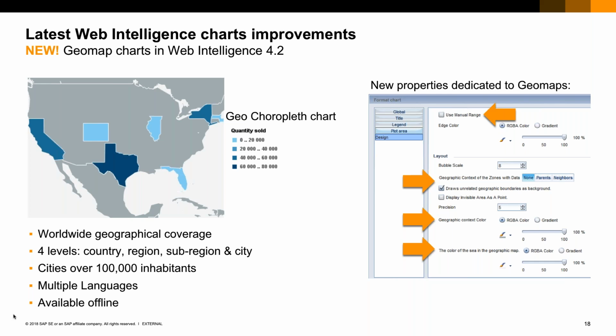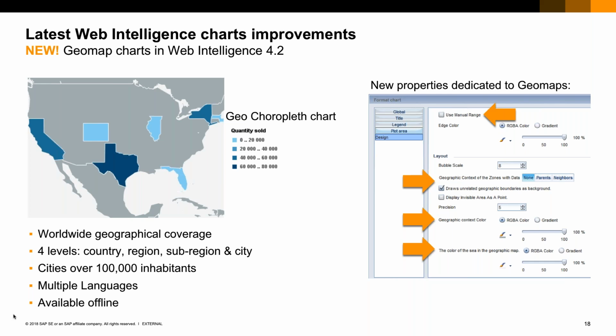We offer all the names, the location names, in multiple languages, and a good benefit of it is that it's available offline. You don't need an internet connection to connect to some external server. So it's really built into the CVOM chart engine, so it's available whenever you need it. You don't need an internet connection to use it.